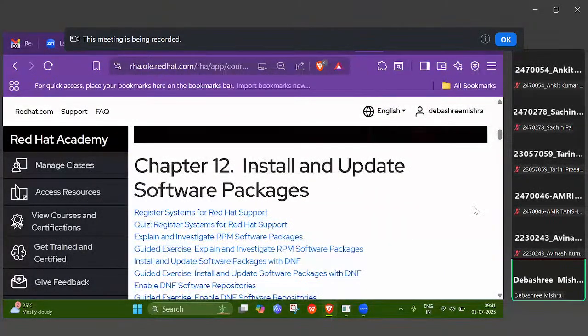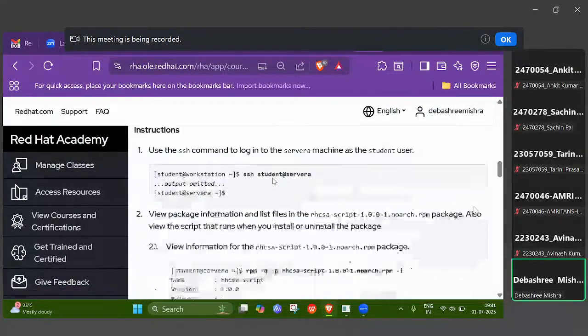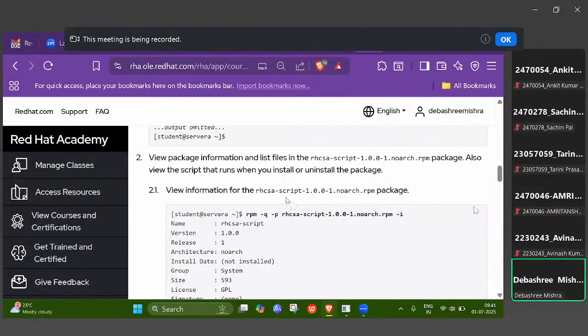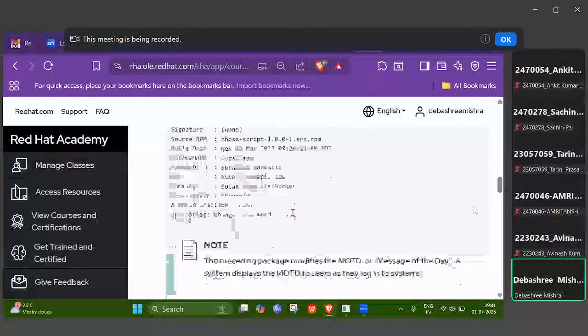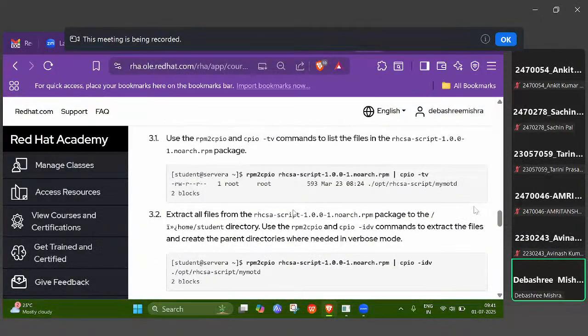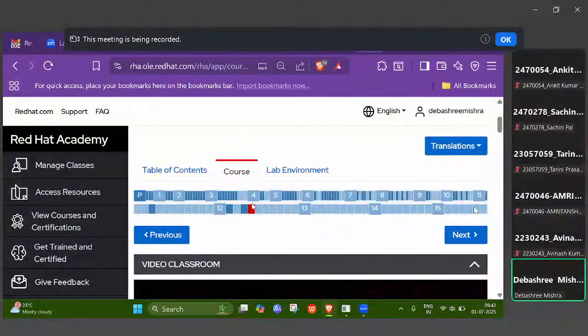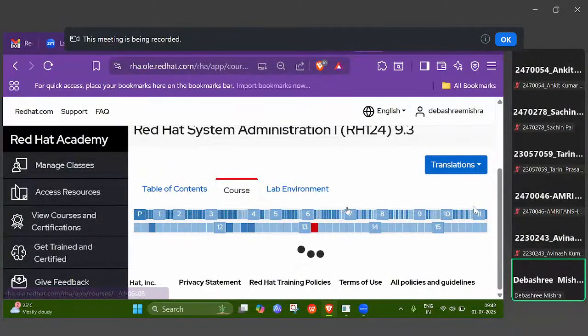Next is installing software packages. Again, this is a very easy chapter. You only need to go to the terminal, and if you want to check whether a particular package is present or not, you use this particular command, and you can check with different options and the version that you are asking for. Later on, if it is not present, then you need to download it. So just go through chapters 11 and 12.